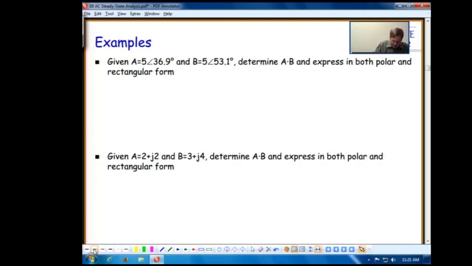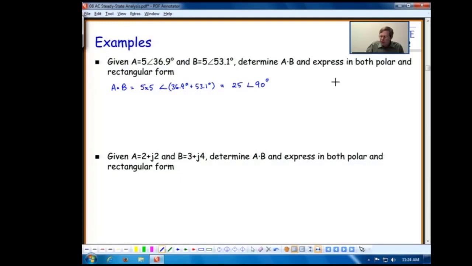Okay, let's work it out then. A times b, we multiply the magnitudes, so it's 5 times 5, and we add the angles, 36.9 degrees plus 53.1 degrees. So that equals 25 at an angle of 90 degrees.